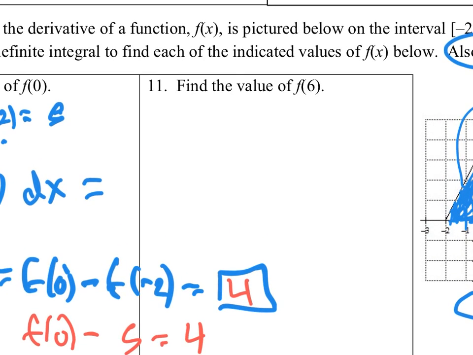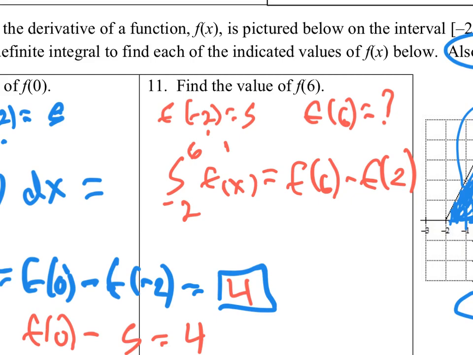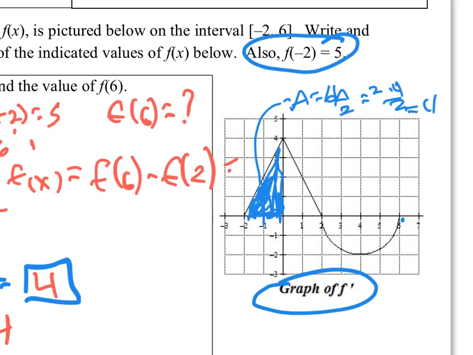I'm just going to set 11 up for you. We know f of -2 is 5. He wants to know f of 6. So those are the two pieces of my definite integral. Integrating from -2 to 6 of f prime of x will be f of 6 minus f of -2. I have to set that equal to the area, which I do by hand. 2 to 6. It's a half a circle.